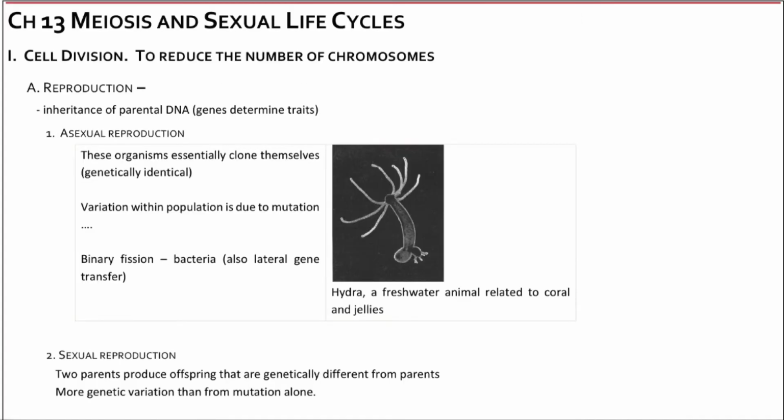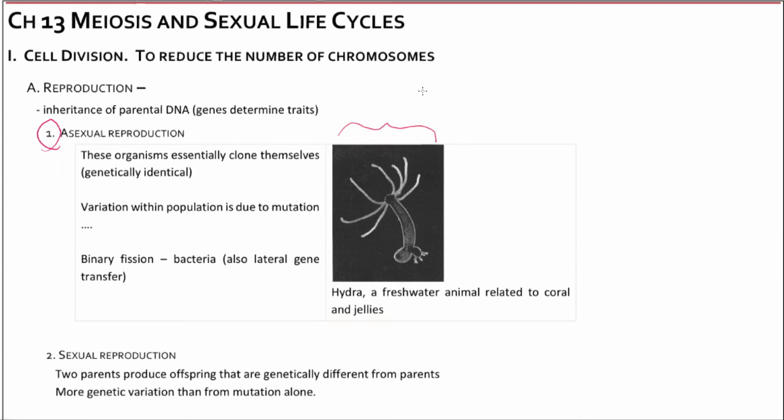In the last chapter, we talked about mitosis, which can be used as a method of reproduction, particularly what is called asexual reproduction. There's still DNA that's inherited to the daughter cells in the case of single cells, or to daughter organisms in the case of, for example, this organism here. I told you I was going to tell you about Hydra.